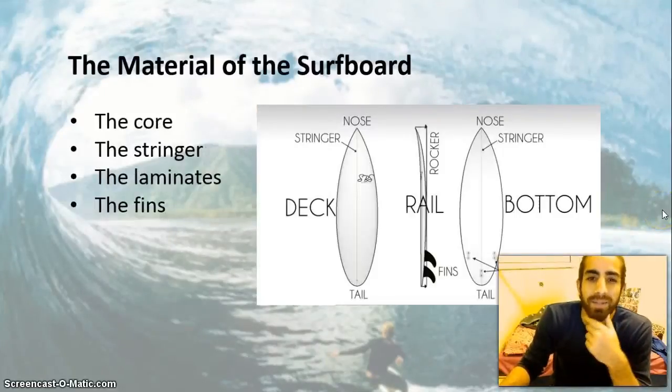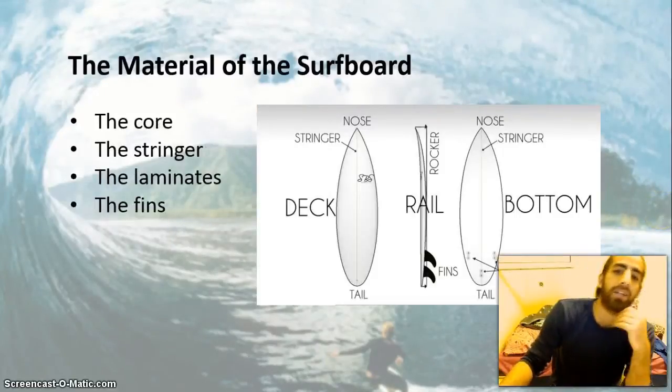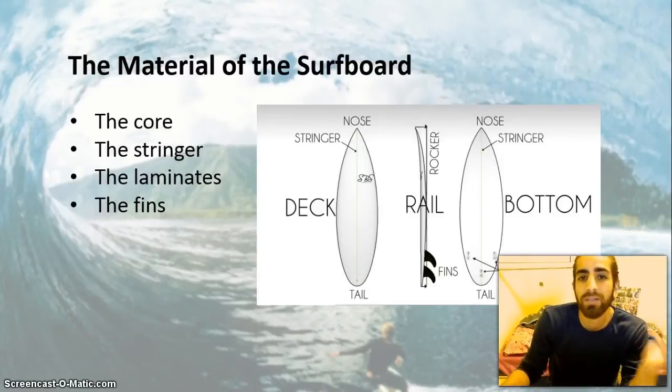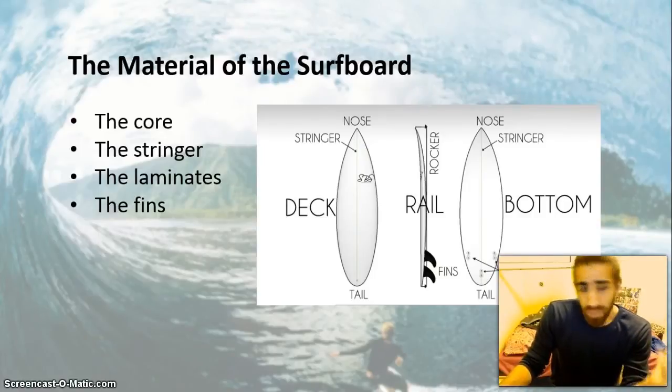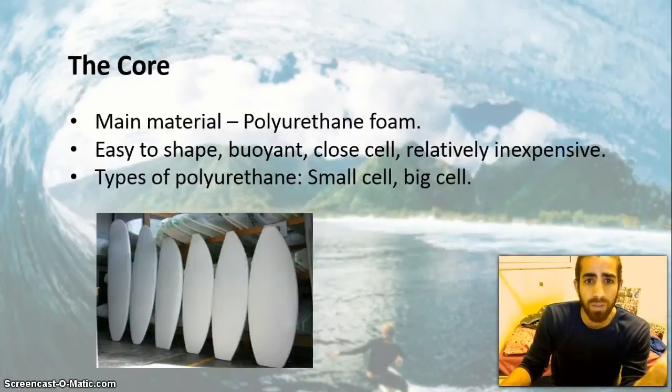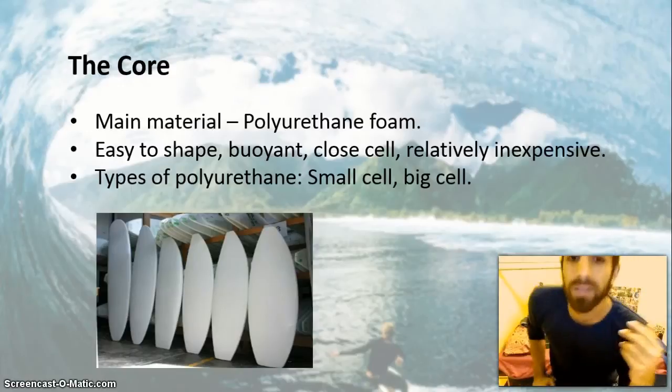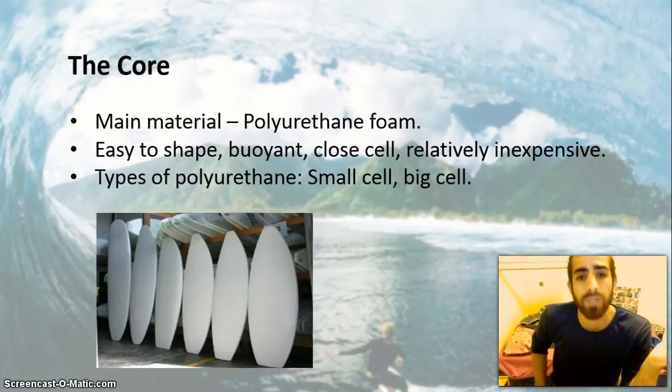Hello, my name is Osher and I will talk about the materials of the surfboard. Basically, we have four main parts to the surfboard. As you can see, it's the core, the stringer, the laminates and the fins. Okay, let's start with the core, which is basically the body of the surfboard.